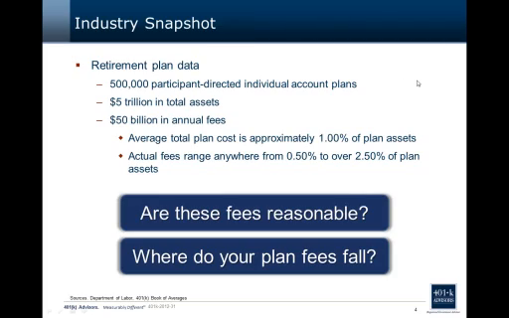The actual fees for any plan can range from 0.5%, and possibly even lower for some of the largest plans, to anywhere up to 2.5%, and possibly higher if you've got a much smaller plan. So the key thing you need to know is, are these fees reasonable, and where do your plan fees fall?